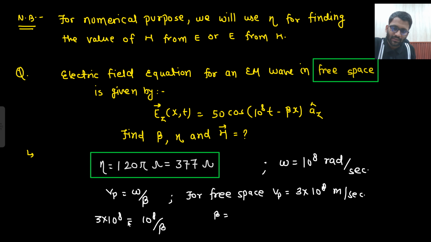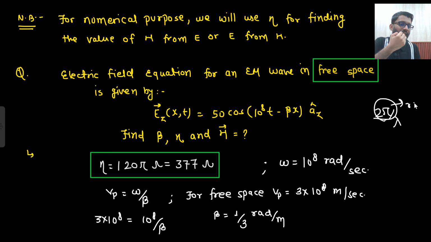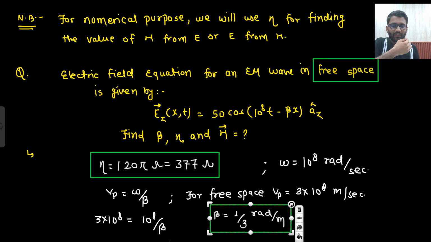Value of beta is 1 by 3, right? Yeah, beta value is 1 by 3. What is the unit for that? Unit for this is radian per meter, because this angle has to be in radian. This is in meters, so radian by meter, or you can see it from 2 pi by lambda. This is your angle, radian, and this is your lambda, which is length, so radian per meter. So unit is radian by meter. So beta value equals 1 by 3. Very easy.